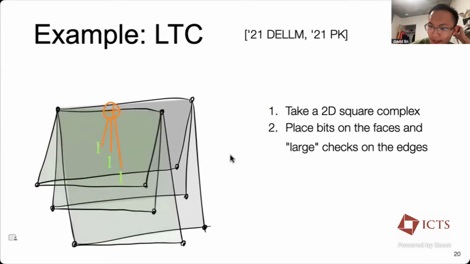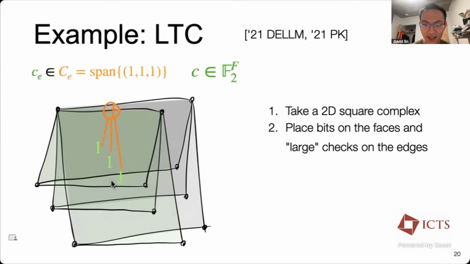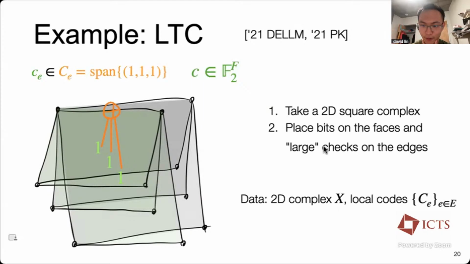What you do next is you place the bits on the faces, and then there are some large checks along the edges. Again, the word that you consider would be inside F2 to the F, because for each face you can put 0 or 1. Now the edge specifies some condition on the adjacent faces. For example, the adjacent values have to lie inside this code space, this local code. This is kind of straightforward. The data now becomes a 2D complex and some local code conditions along the edges.